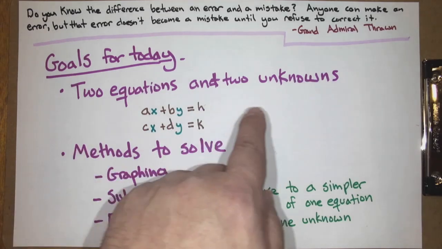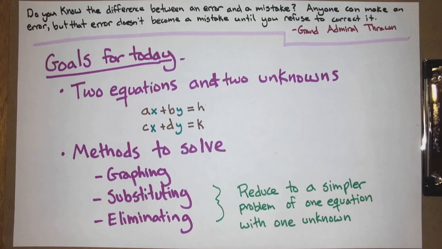All right, now, what is our goal for today? 2 equations and 2 unknowns. So we're starting out very simply. Now you might say, couldn't we start even simpler? 1 equation, 1 unknown? Well, we kind of already have done that. So 2 equations, 2 unknowns. And what does that mean?